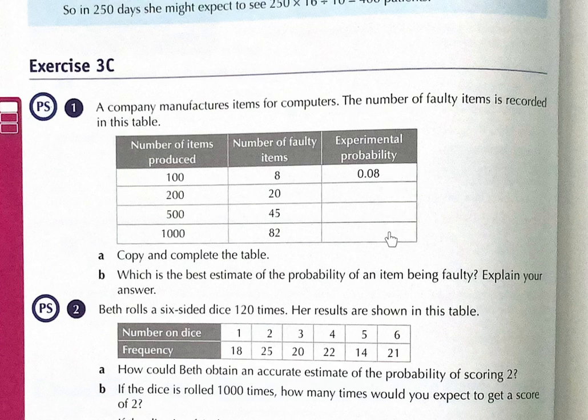Can you complete the table now? Yes. Okay. So to find the experimental probability for the second line, 20 divided by 200, then 45 divided by 500, then 82 over 1000. This means if you have sample 100, you have 8 faulty ones. If you have sample of 200, now you have 20 faulty ones. If you have sample of 500, you have 45. If you have sample of 1000, you have 82. Now find the experimental probability for each sample.